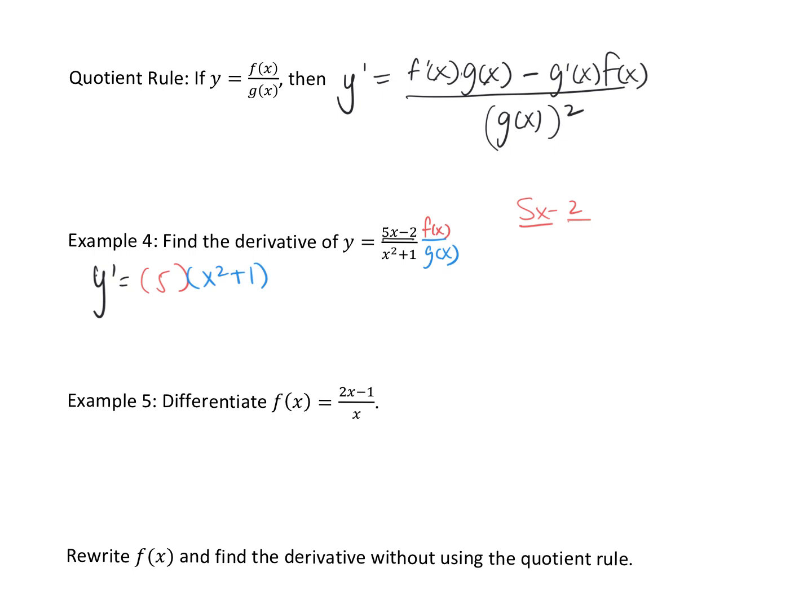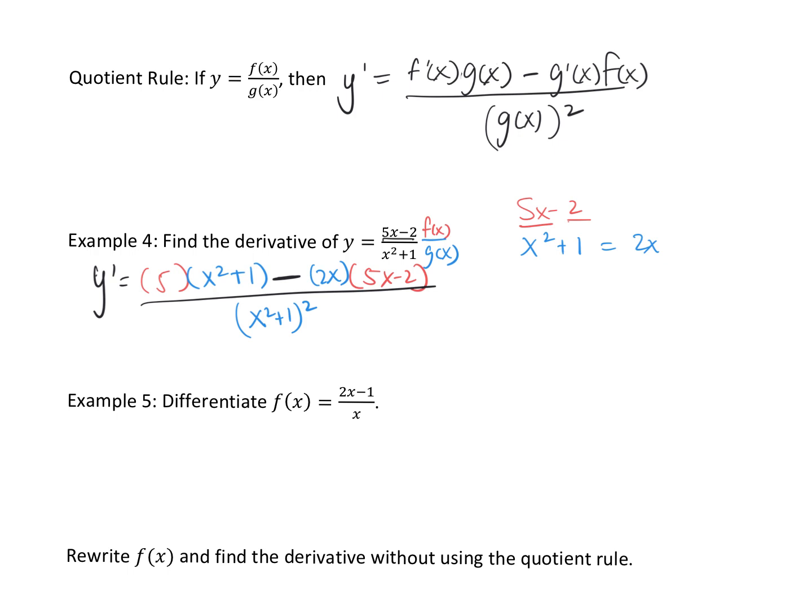and then minus, because we're doing division, the quotient rule, minus the derivative of the bottom, which is x squared plus 1, and that's just going to give me 2x. So 2x times the numerator, which is 5x minus 2, all being divided by g of x, the denominator, x squared plus 1 quantity squared.